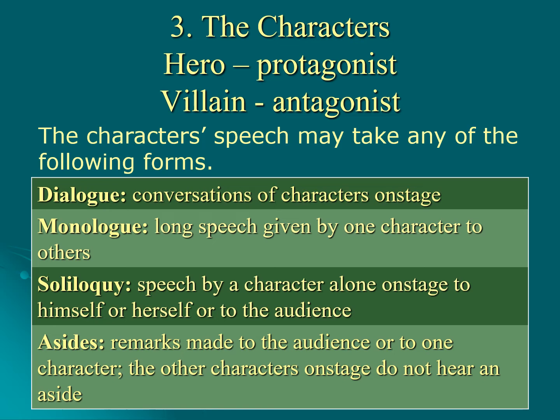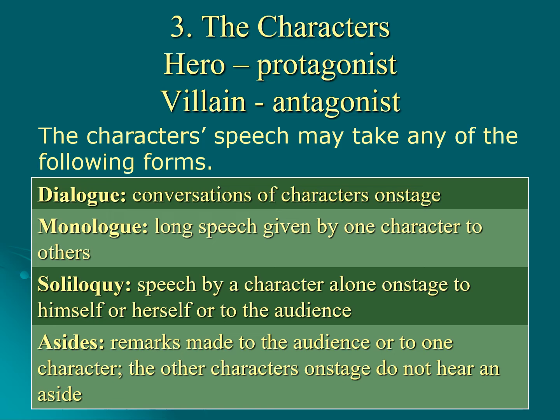As a rule of thumb, major characters usually have a lot to say and appear frequently throughout the play, while minor characters have less presence or appear only marginally. Also, the heroes or the main characters are called protagonists, and villains are called antagonists. A character's speech may take any of the following forms.